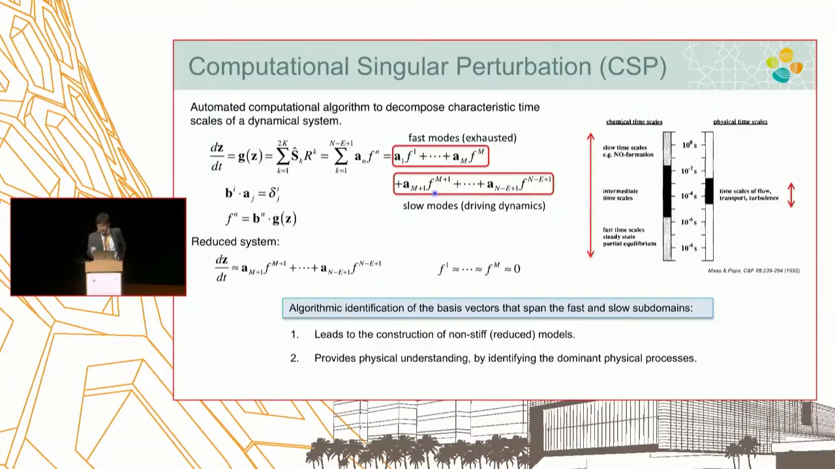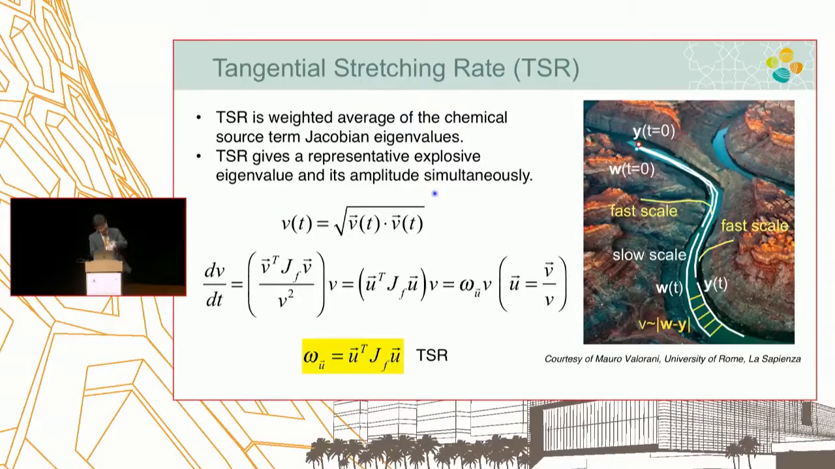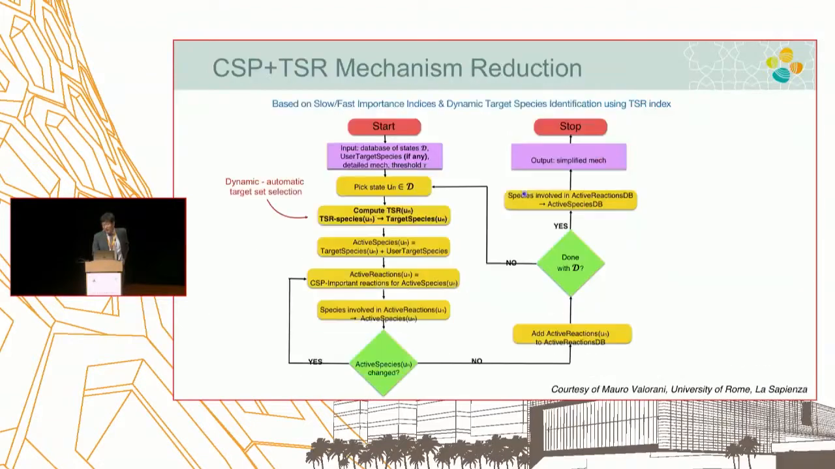So that's, and so I'm kind of getting nervous about that. So in the interest of time, an additional, more advanced concept of tangential stretching rate allows us to investigate these explosive diagnostics, such as ignition kind of phenomena. And all these methods combined together allow us to develop the skeletal mechanism. I shouldn't say skeletal anymore. It's a reduced mechanism. It's beautiful.